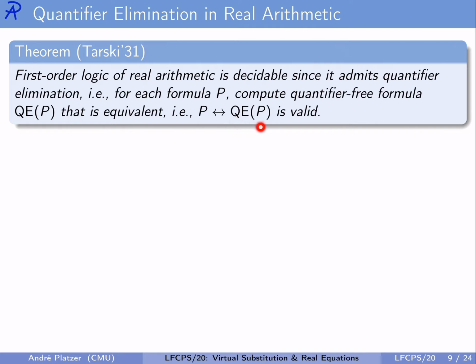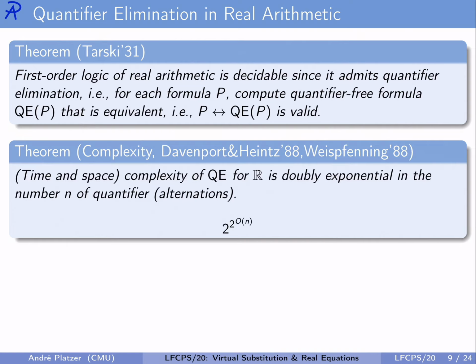Now, of course, this is not unique because you can just change the formula QE of P arbitrarily to preserve the set of all states in which it is true. For example, by tagging on an "or false" at the end or tagging on an "and true" at the end, which doesn't change it. But it's a miracle that this is possible.